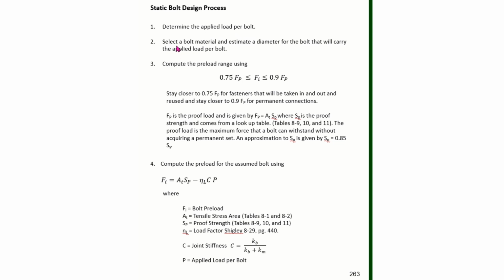Then we select a bolt material and we estimate a diameter for the bolt that will carry the applied load per bolt. This is where you need to be able to make good engineering judgment. You should have in the back of your mind a reference where you know that a certain size diameter rod will carry a certain load.